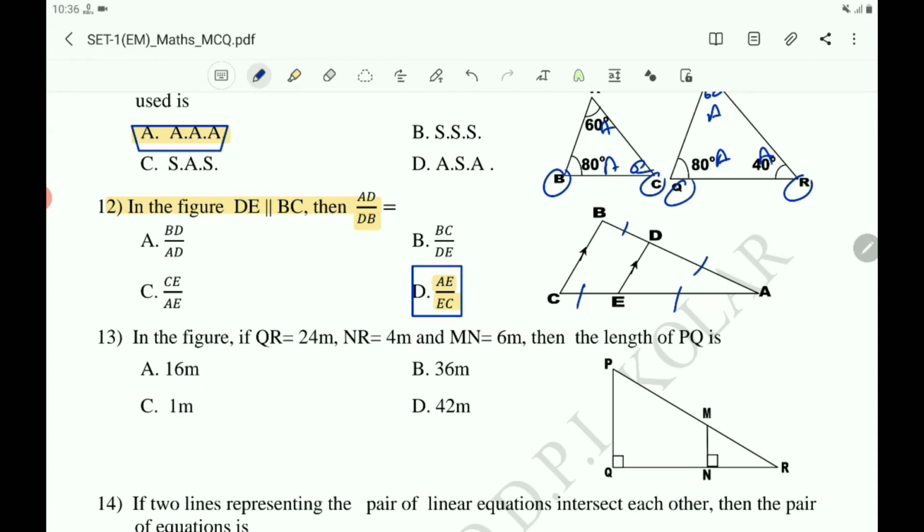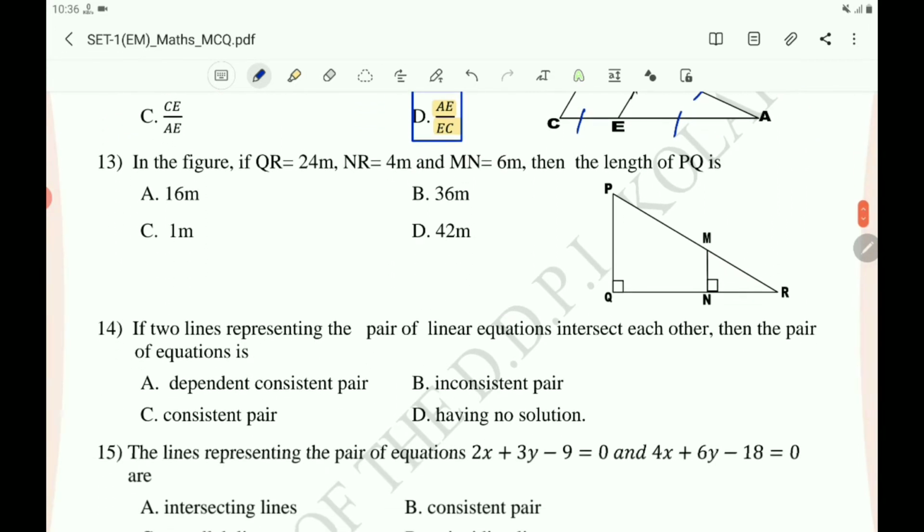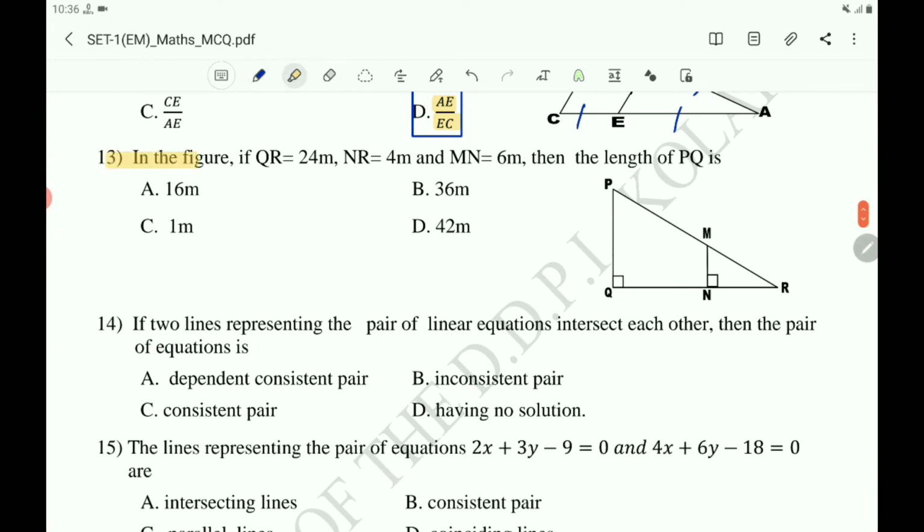Then you take the next question, the 13th question. In the figure, if QR equals 24 meter, NR equals 4 meter, MN equals 6 meter, then the length of PQ is. Here what is given? QR is given. This whole QR is equal to what? 24. And NR is given. NR is equal to what? That is 4. And MN is given. MN is what? 6. What you have to find out? We have to find PQ.